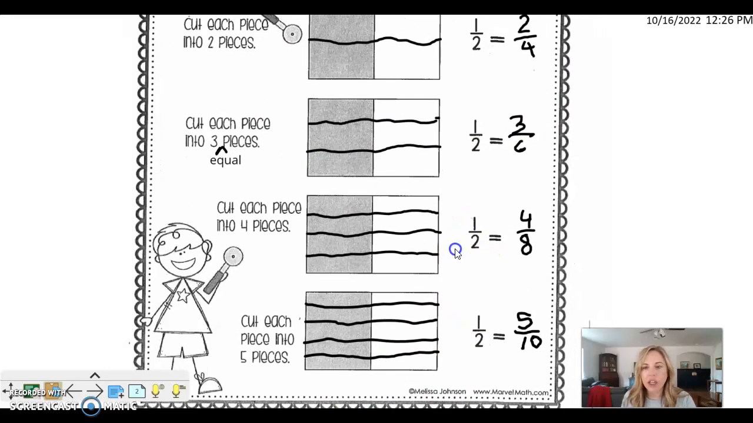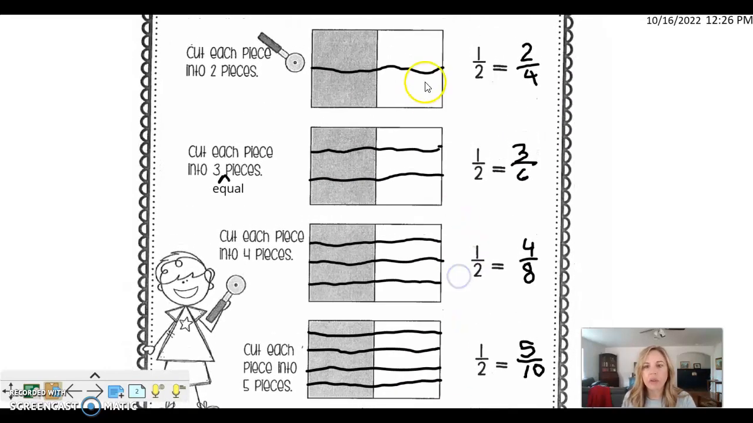Well, let's take a quick look and see if we can find a pattern. What is actually happening to our numbers in our fraction as we create our equivalent fractions? When we cut our model into 2 pieces, it went from 1/2 to 2/4. When we cut our model into 3 pieces, it went from 1/2 to 3/6. When we cut our model into 4 equal pieces, it went from 1/2 to 4/8. And last, when we cut our model into 5 equal pieces, it went from 1/2 to 5/10.